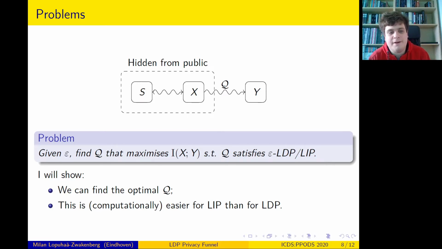Now, in the rest of this talk, I'm going to show you two things. First of all, we can solve this problem. We can find the optimal Q. We can find an algorithm to do that.